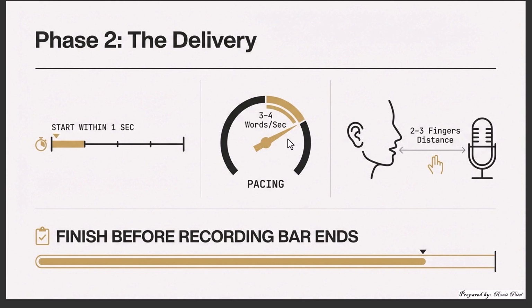Maintain a natural conversational pace around 3 to 4 words per second, not rushed, not slow. Pause briefly at commas and slightly longer at full stops to create natural rhythm. Keep the microphone 2 to 3 fingers away so your voice is clear without distortion. And most importantly, finish your sentence before the recording bar ends, because once the bar stops, your answer stops, even mid word.